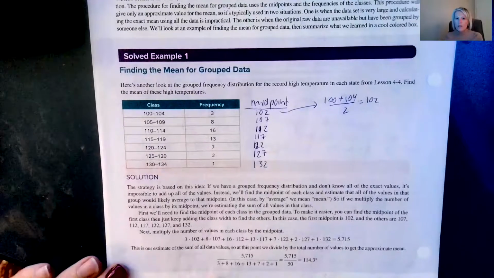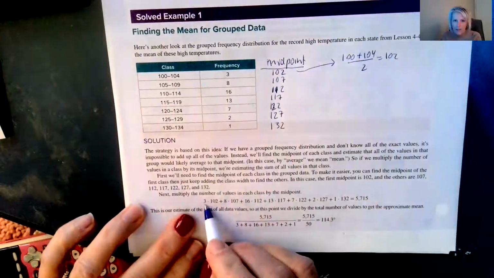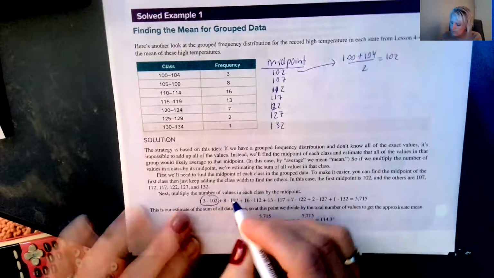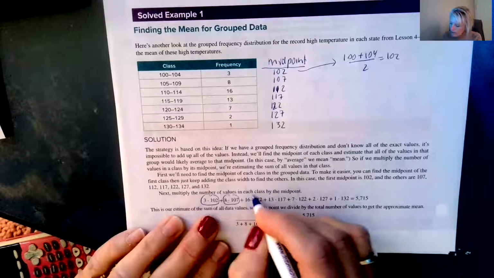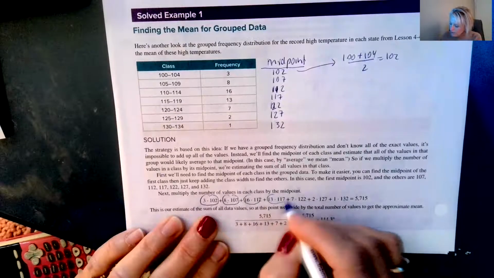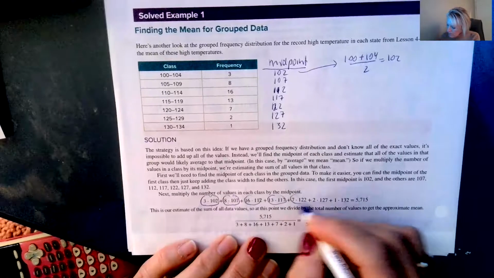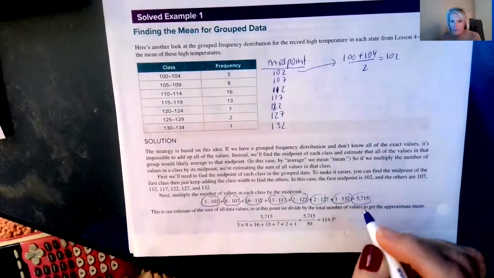And so down below, it shows you how we multiplied them. So we multiplied the frequency for the first class times its midpoint, plus the frequency for the second class times its midpoint, and so on. And then added those up and divided by the count.